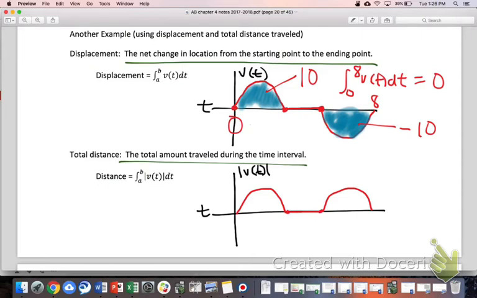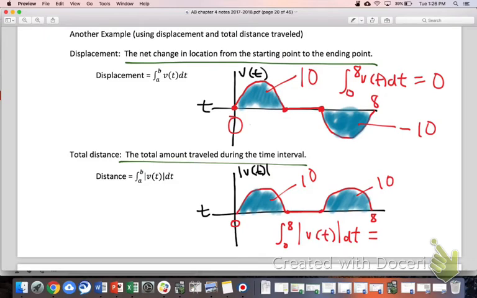So then, as we think about accumulating area with this, if these two areas are still 10, when you think about total distance traveled, we'd go integral from 0 to 8 of absolute value of v of t. This time you would not get 0, you would get 20. So total distance traveled is always non-negative. It's either 0 or higher because of that absolute value concept. I want to show you one other way to think about at least displacement. Does this make sense so far? Hopefully the graphs help.